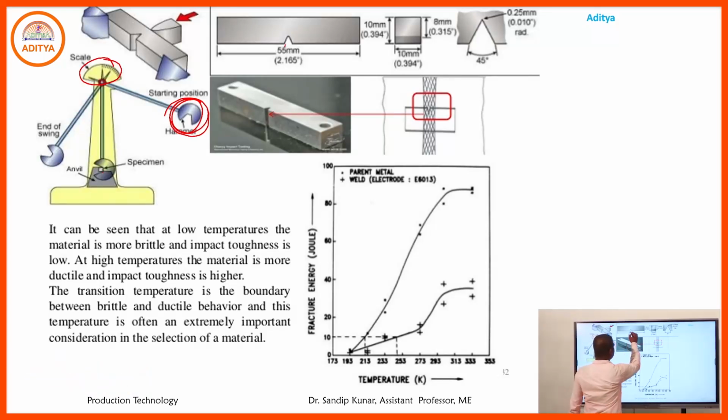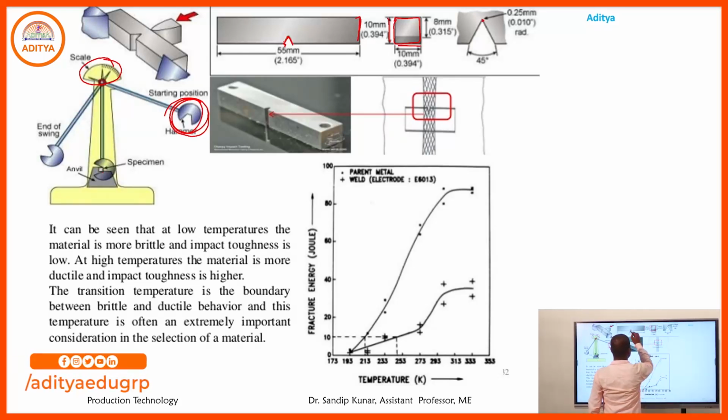That type of V-notch is created in the specimens, and we strike across this V-notch with the hammer. The specimen has a roughly square cross-sectional area, 10 millimeters by 10 millimeters, and the V-notch we have created has an angle of about 45 degrees.